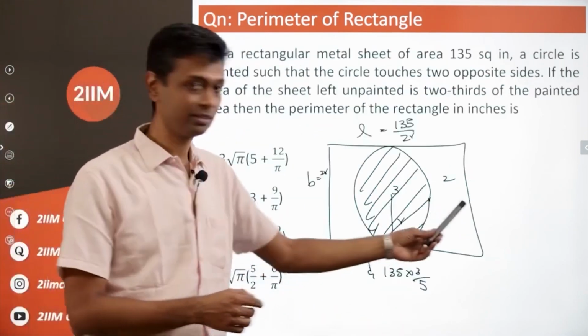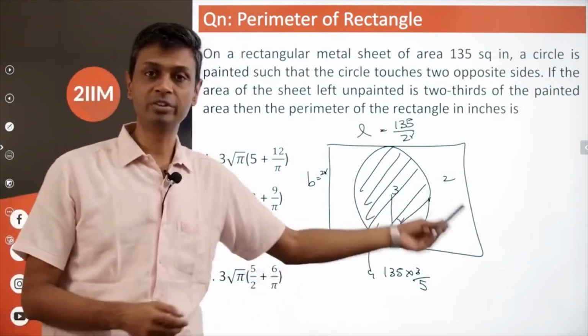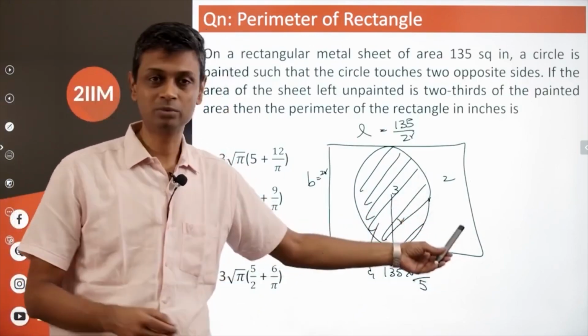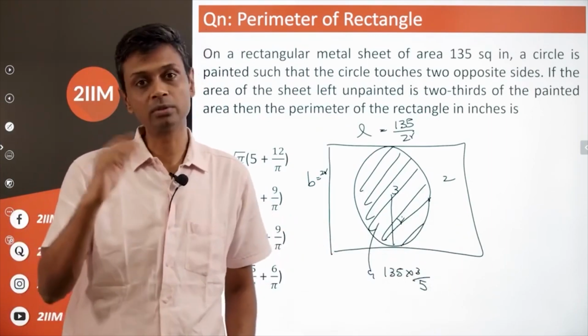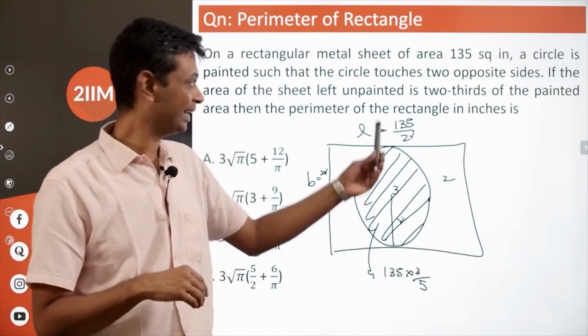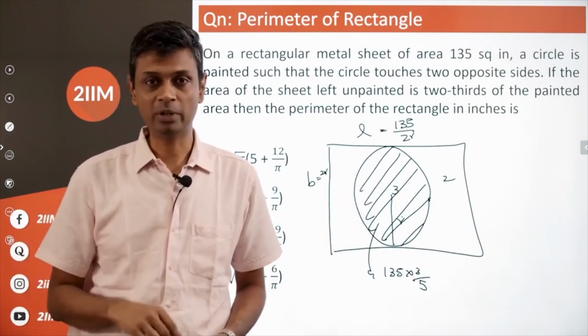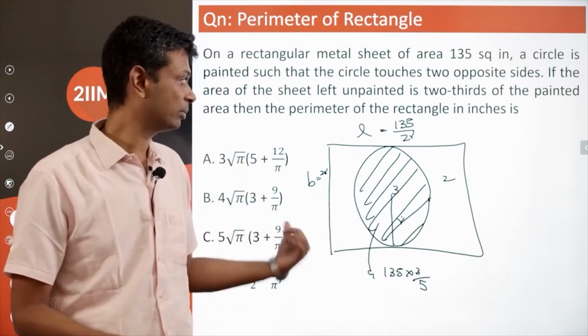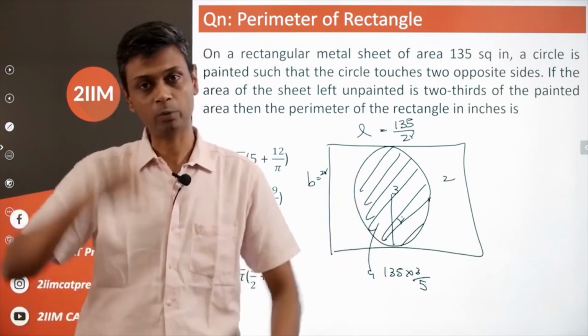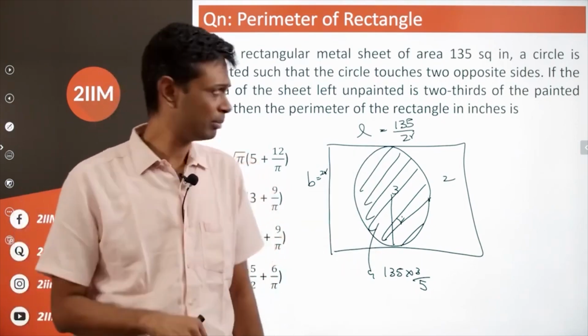The key thing: this is 2/3 of this. Or if this is 3, this is 2. The moment you write the ratio down like that, we know the area of the circle is 3/5 the area of the rectangle. Rectangle area is 135, 3/5 of that is 81. From that we get the radius. Twice the radius is breadth, 135 by breadth is length, and then add up and manipulate root pi, the rest of it. Fine. Lovely question, but not too difficult.